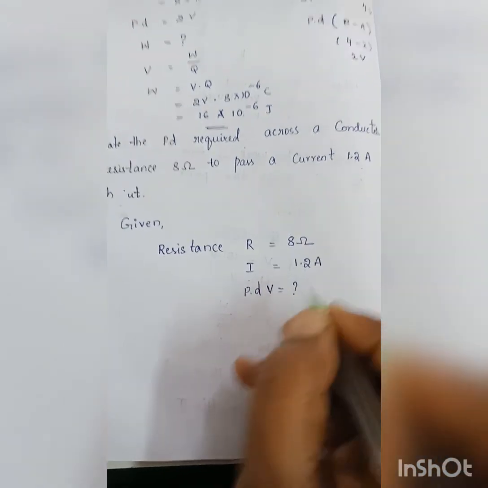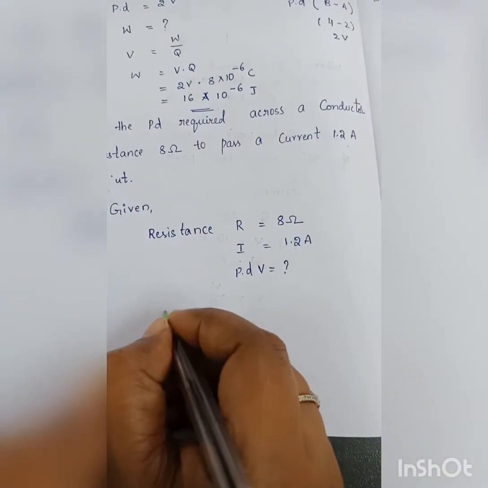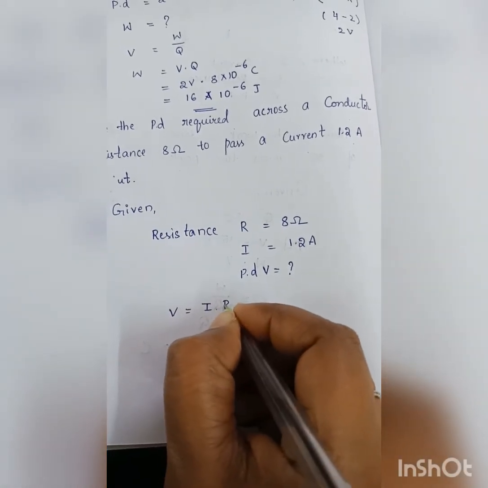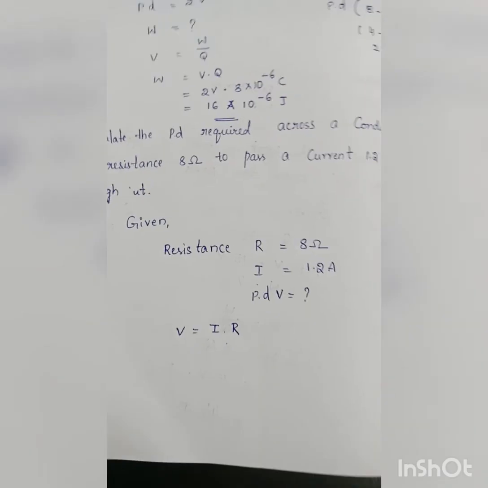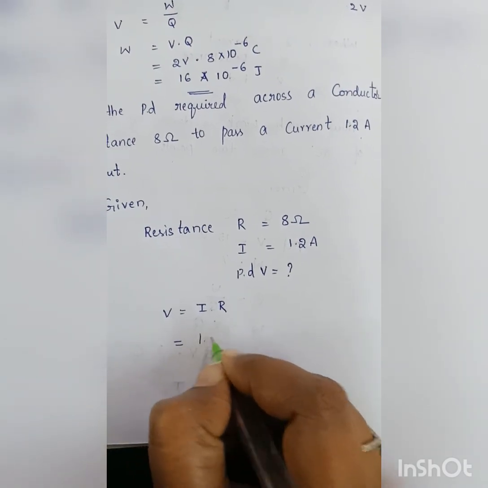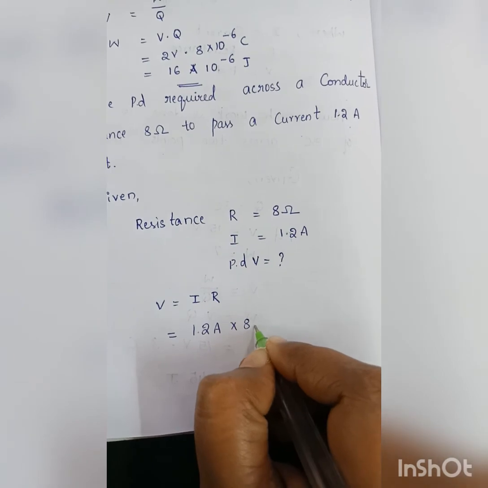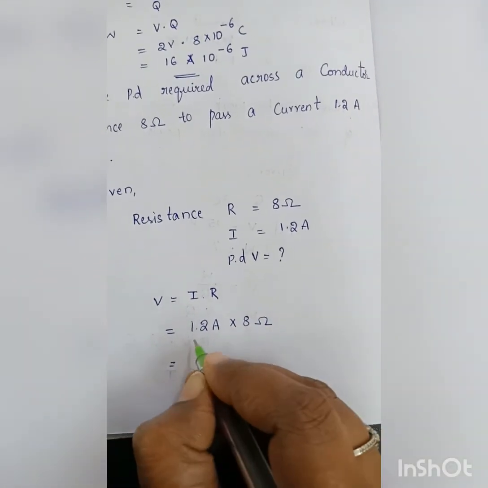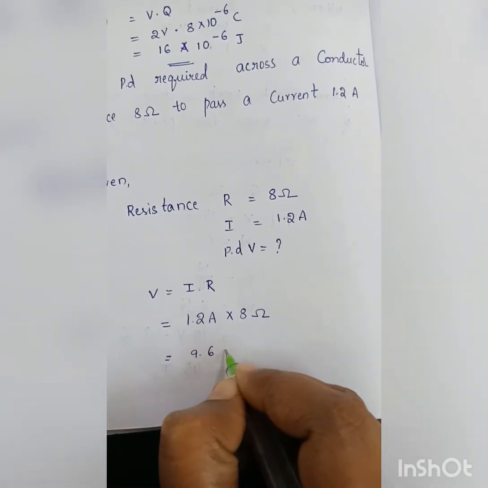Relation between V, I and R is V equal to I into R. Yes, V equals to I into R. Now, what is I value? 1.2 amperes into R value 8 ohms. 1.2 into 8 is 9.6 volts.